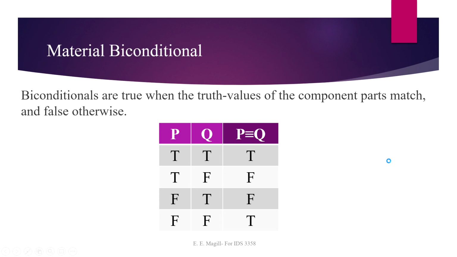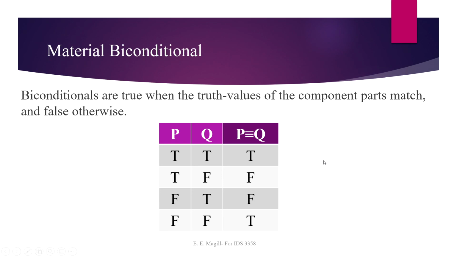Last, we have the truth table for the material biconditional. This one has a fairly easy memory trick. Biconditionals are true when the truth values of their component parts match. That's whether that's both being true, like row 1, or both of them being false, like row 4. Biconditionals are false anytime the truth values of the 2 component parts are mismatched, like row 2 and row 3.